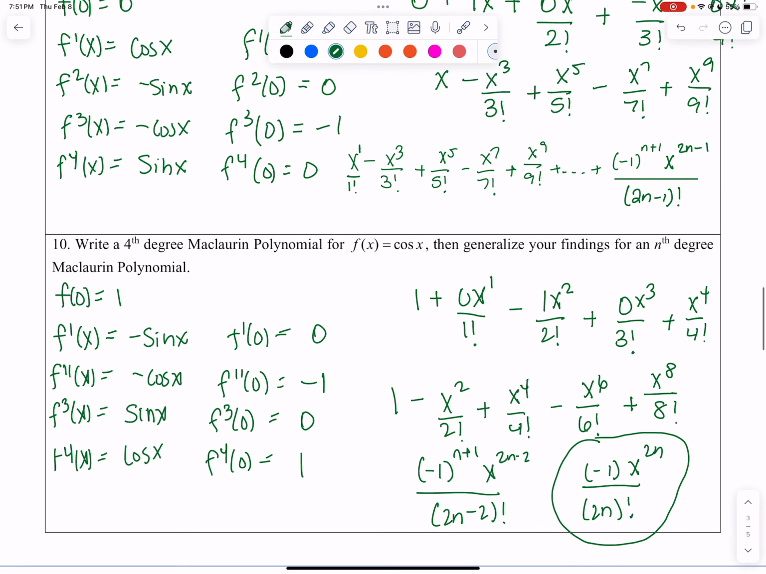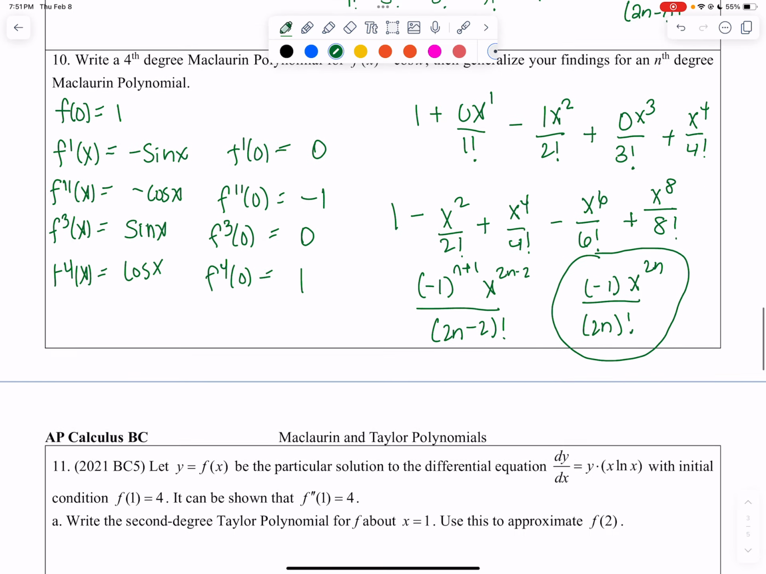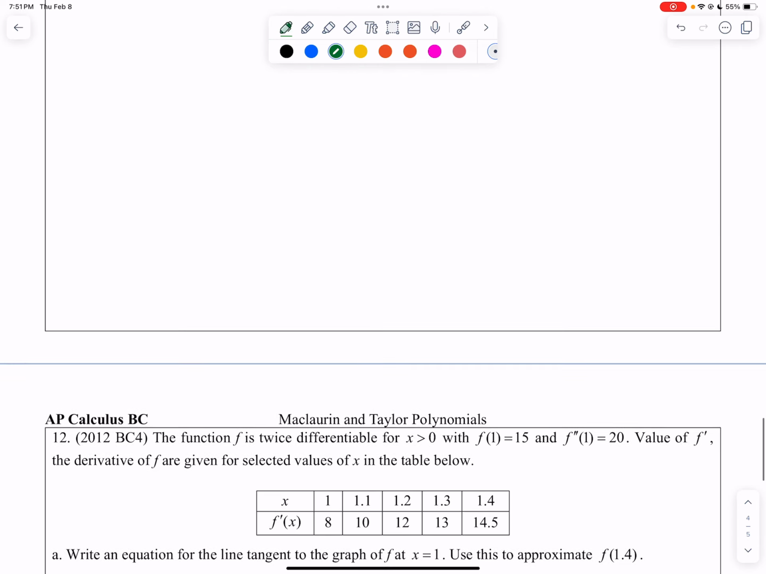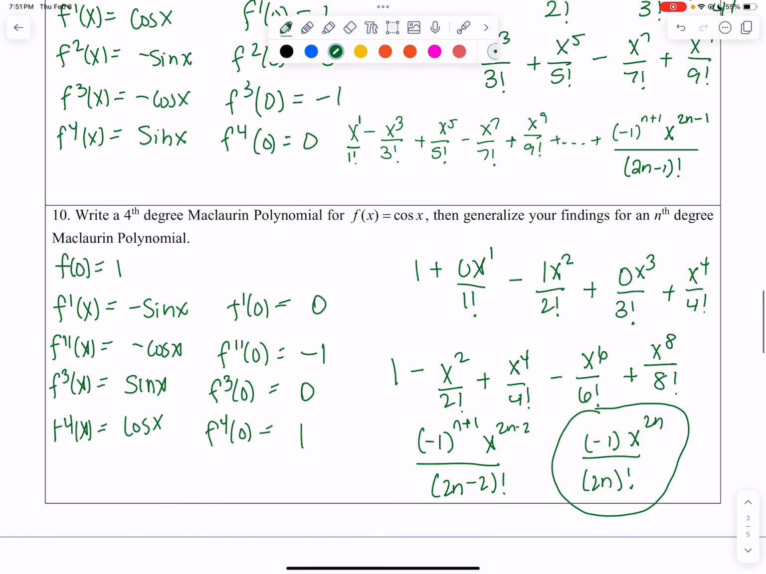All right. In the next video, we are going to talk about the FRQ. The two are very similar in terms of this lesson right here.